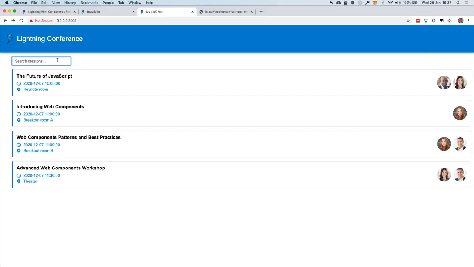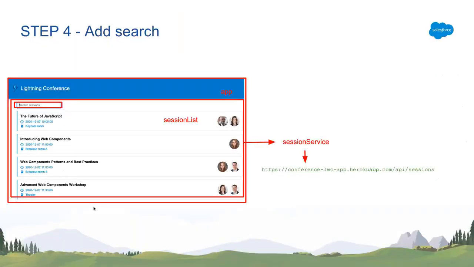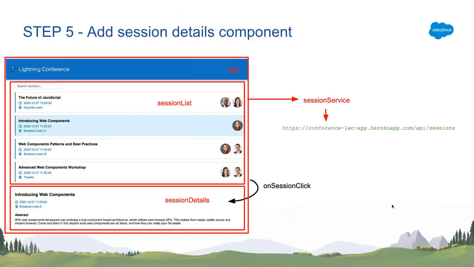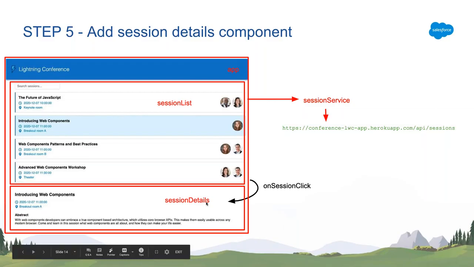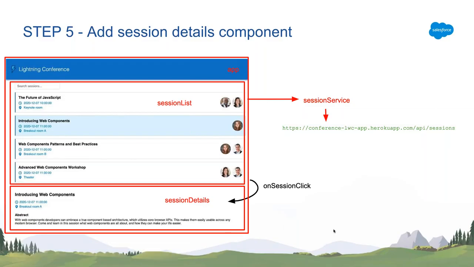So the next thing that we're going to do is to create the session details component. For now, we are going to create the session details component just at the bottom of the page, because we don't want to take care of navigation yet. And what we are going to do is, once any of these rows of these tiles is clicked, we will show the session details component with the selected session details.